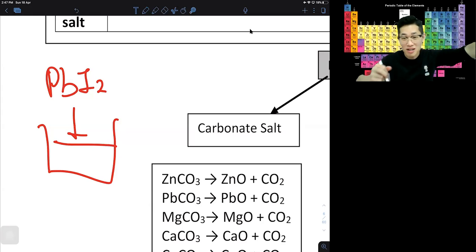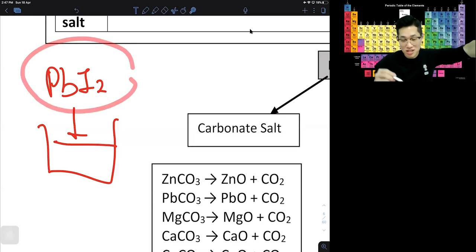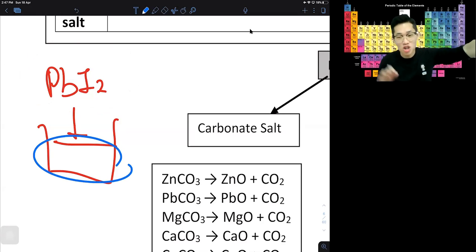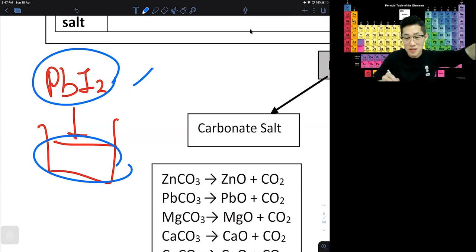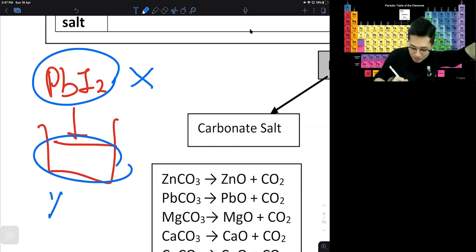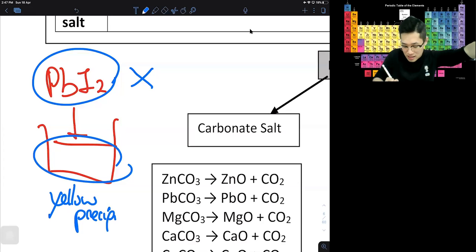So PbI2 into water, what do you see? What temperature? Normal temperature. Yes, good. PbI2 is insoluble, so when you put it into the water, it doesn't dissolve, and you get a yellow solid or a yellow precipitate.